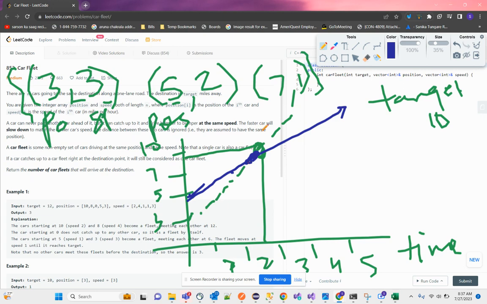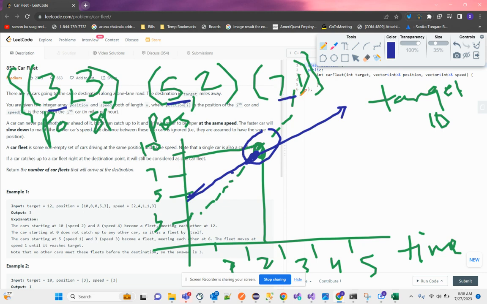That's the reason this becomes a car fleet, because the green is going to go at the speed of 5 itself. It is going to take the speed of 5 because that car is ahead of it, and 3 is behind. The car behind takes the speed of whatever car is ahead of it and reaches the destination. So this becomes one car fleet.